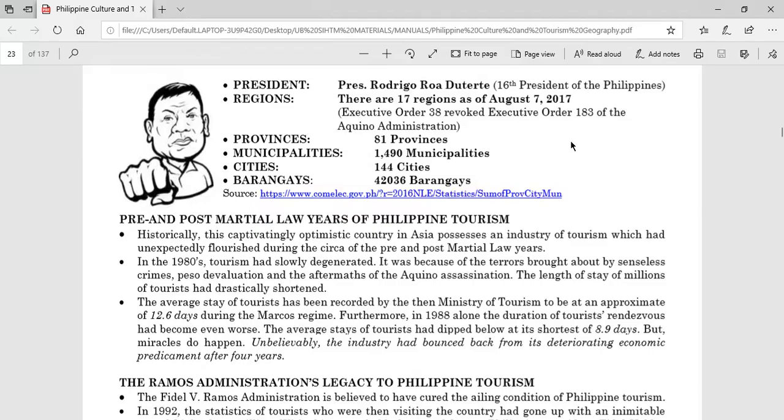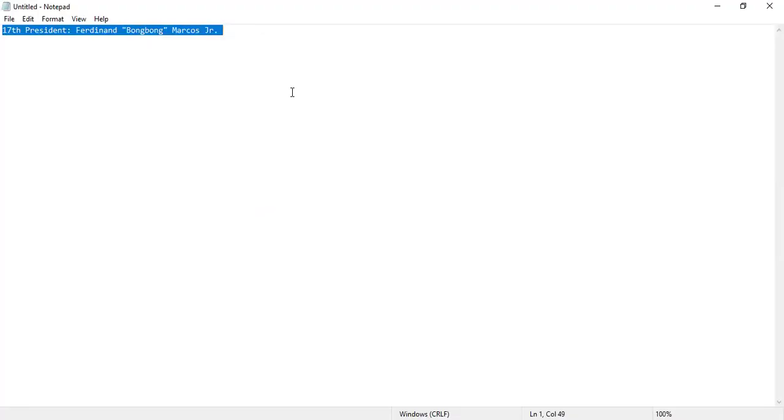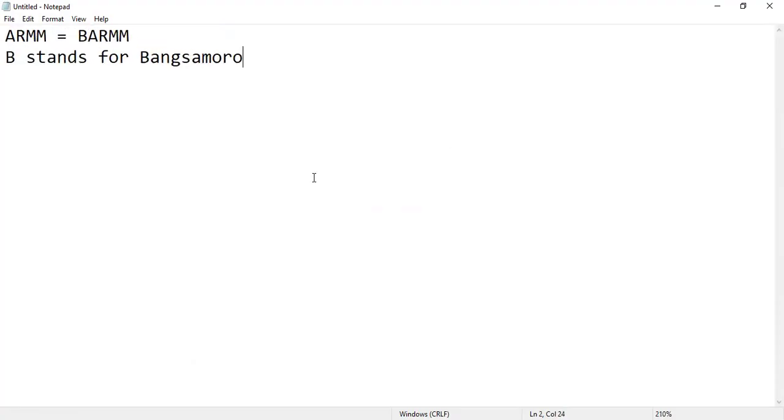Right, so we have 17 regions as of August 7 of 2017. And it used to be 13, class. And then just a small trivia. If you were taught in elementary about the ARMM or the Autonomous Region of the Muslim Mindanao, it is now the BARMM at present. So B stands for Bangsa Moro.